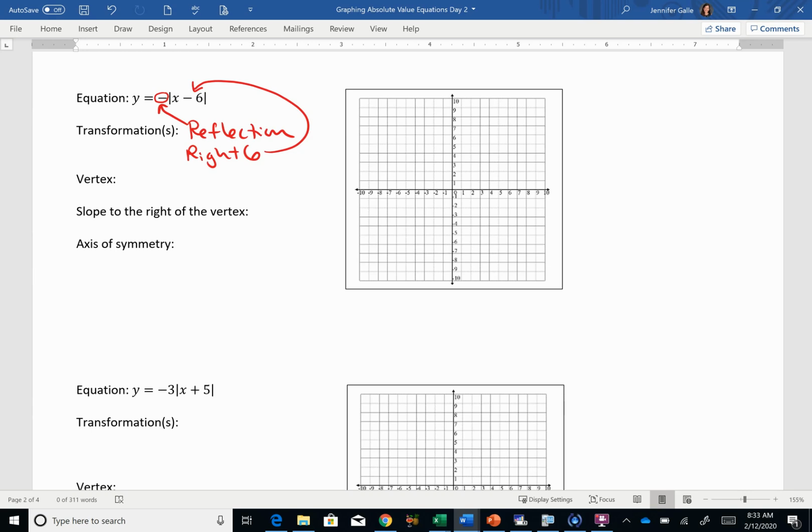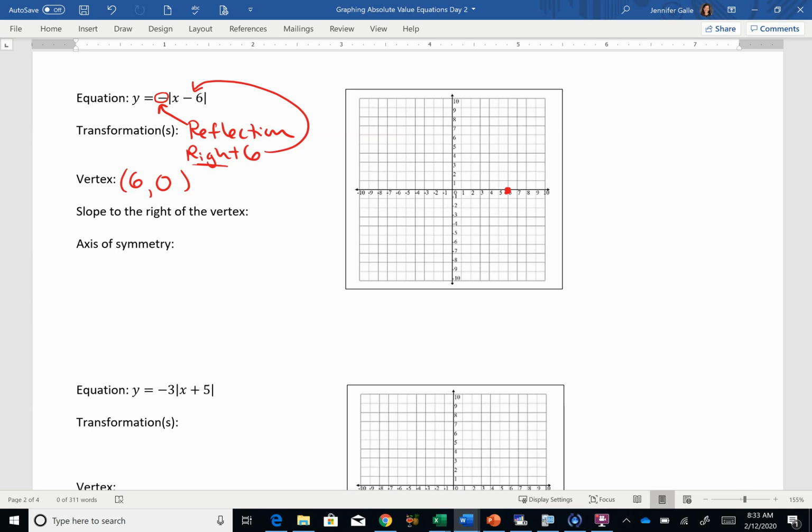For your vertex, for some of you, it's going to be easier to graph right 6 and then pick out the ordered pair. If you can pick out the ordered pair first, that is fine as well. So we're going to go to the right, 1, 2, 3, 4, 5, 6. That ordered pair is (6, 0).